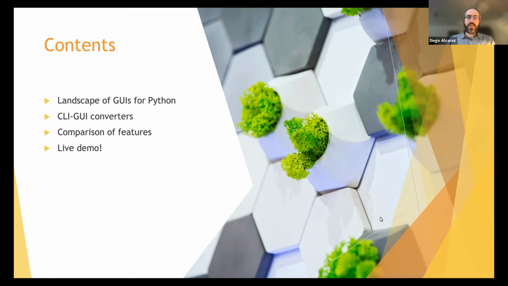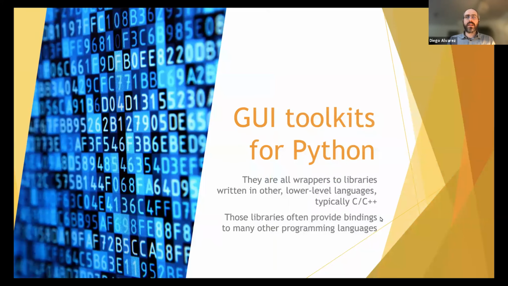So, the landscape of GUIs for Python. The first thing that I have to mention is that toolkits for Python are not Python. They are wrappers to libraries written in other lower level languages. Typically, this will be C or C++. And since they are wrappers to other libraries, these libraries often provide bindings to other languages. A typical example is Qt. Qt is a C++ library. You have bindings for it in Python, two different types of bindings, but you also have bindings in Perl, in Ruby, and C++, obviously. So you can use it very much the same way in many programming languages.